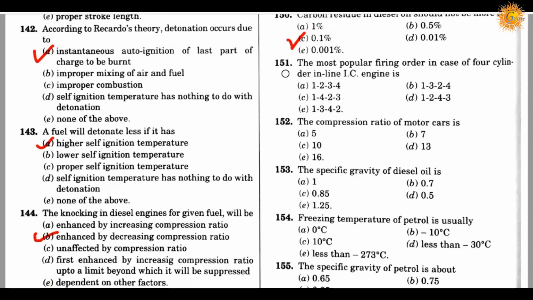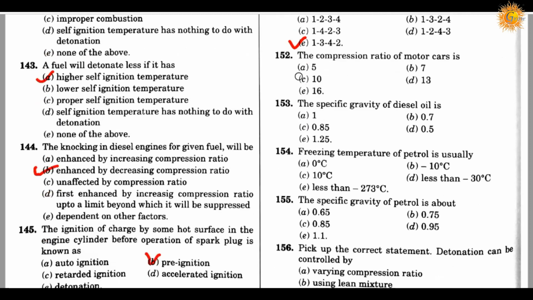Question number 151. The most popular firing order in case of a 4-cylinder inline IC engine is option A 1234, option B 1324, option C 1423, option D 1243, option E 1342. So the correct answer is E. First ignition in 1 and then 3, then 4 and 2. So that is the popular firing order.